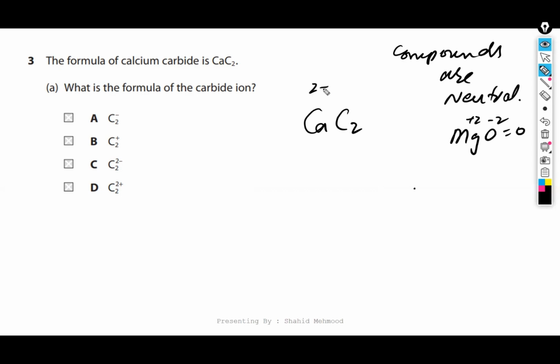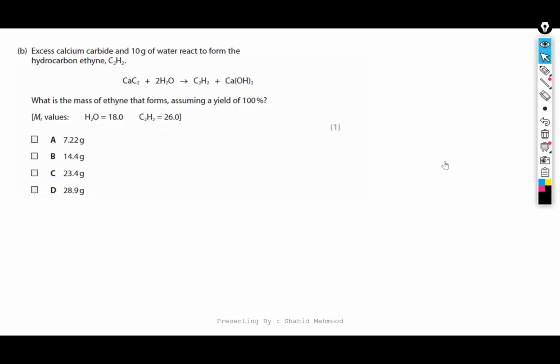We know that calcium is in group 2. So if the calcium charge is 2 plus, it cancels the C2 charge, so C2 has the charge 2 minus, and the total will be 0. So here the C2 ion charge is 2 minus and the option is C.